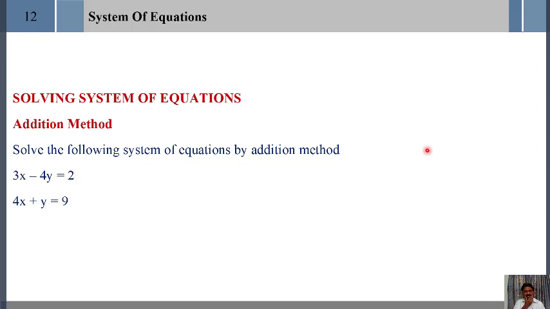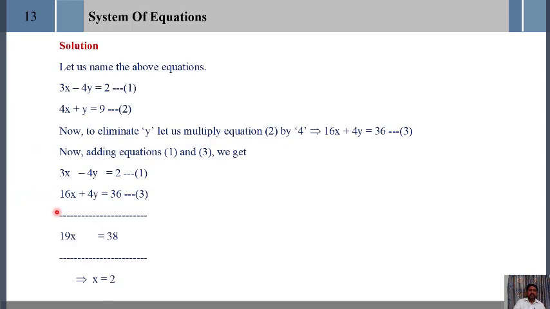equations. First we shall see the addition method. Just to see one example, solving the following system of equations by the addition method. Here we are given 3x minus y equal to 2 and 4x plus y equal to 9, and we name the first equation 3x minus 4y equal to 2 as equation 1, and the second equation simply as equation 2. Now we have to eliminate y from these two equations.